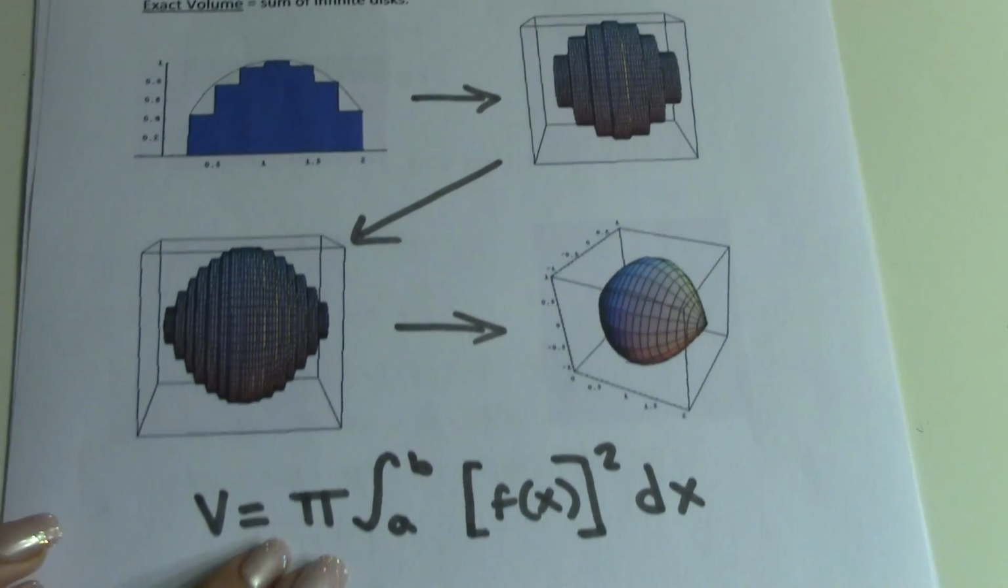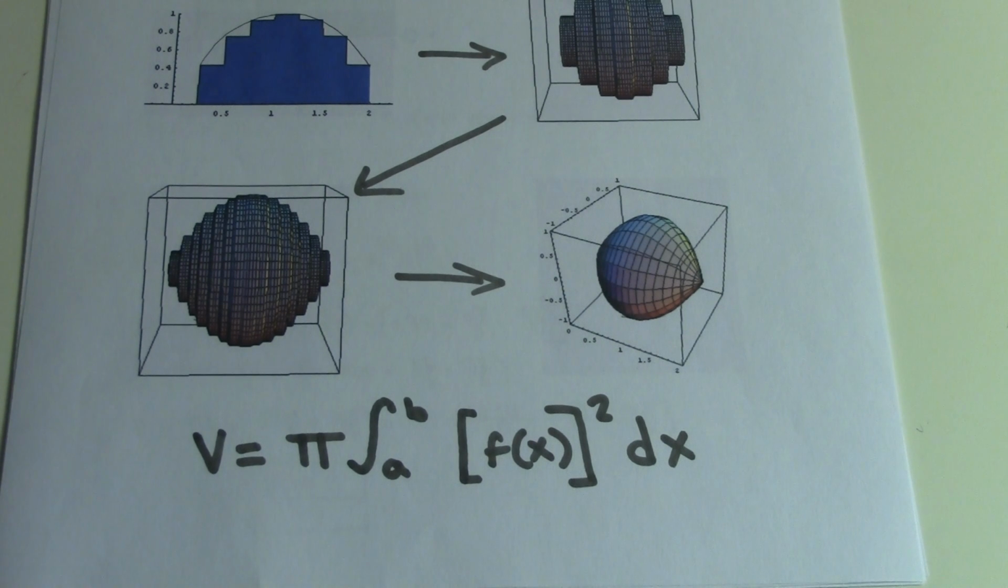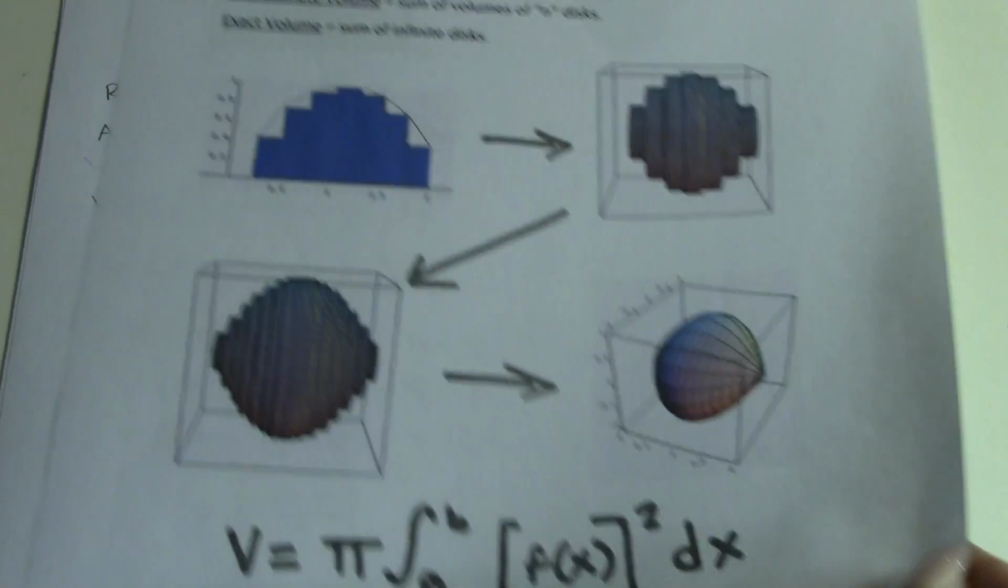And from this process, we get the equation volume is equal to pi integrated from a to b of f of x squared dx, which is integration of area of a circle, which is pi r squared, with the f of x being the radius. This will make more sense with an example.